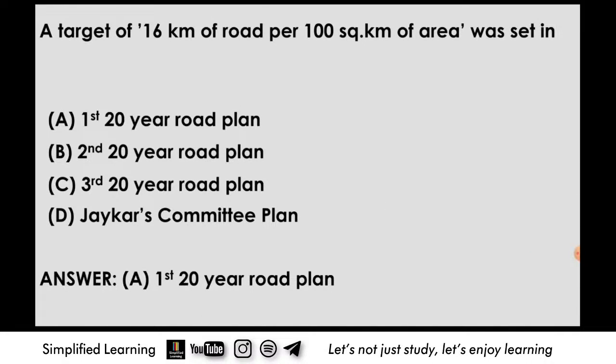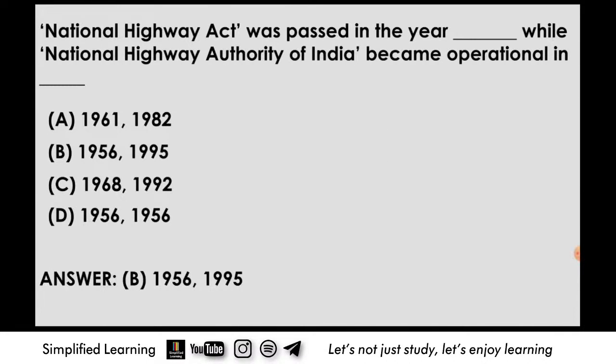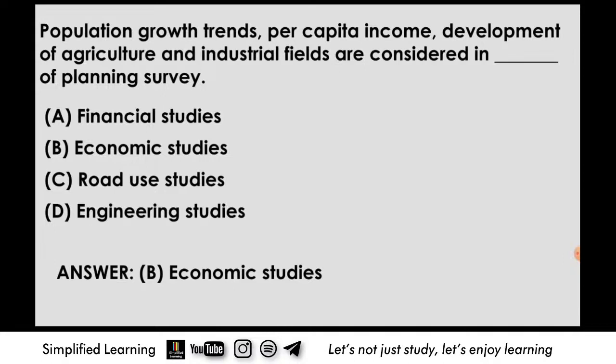A target of 16 km road per 100 square kilometer of area was set in first 20-year road plan or Nagpur road plan. National Highway Act was passed in the year 1956 while National Highway Authority of India, NHAI, became operational in the year 1995. Population growth trends, per capita income, development of agriculture and industrial fields are considered in economic studies of planning survey.